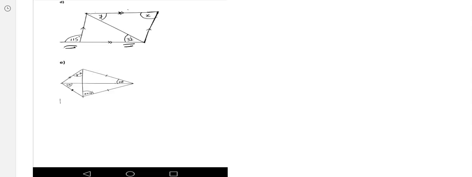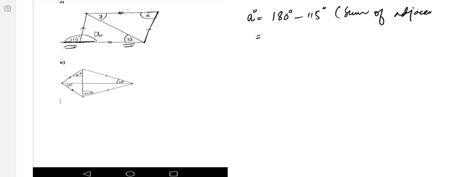As we know that 115 is the exterior angle of the parallelogram and this angle lies on a straight line. Look at this. This is a straight line and we know that the sum of adjacent angles on a straight line equals to 180 degree. So what can we do? We can find out the adjacent angle over here. Let us suppose that the name of this angle is A. So we can find out angle A, 180 degree minus 115 degree. That is sum of adjacent angles on a straight line.